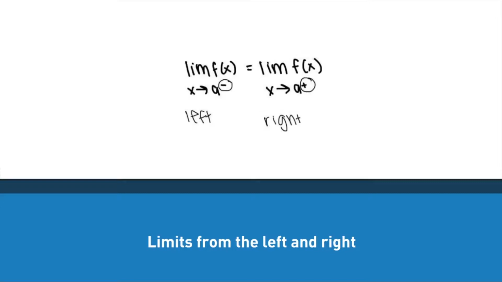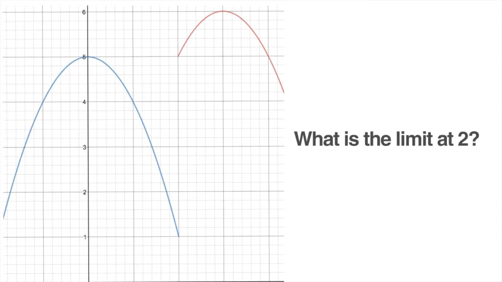Limits from the right or left. Sometimes, the question will ask you to only evaluate what the limit is from one side. For example, in the following graph, the limit as x approaches 2 from the right is 5, but from the left is 1. Therefore, the limit overall at 2 doesn't exist, but it does at either side. We'll do more of these problems later on.